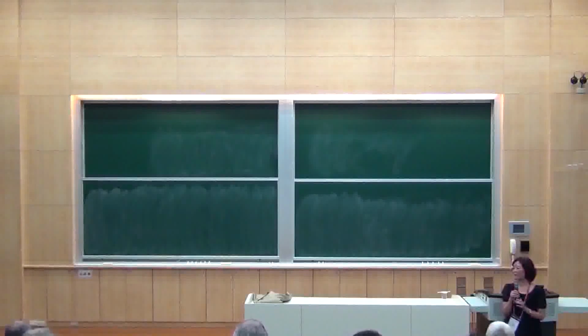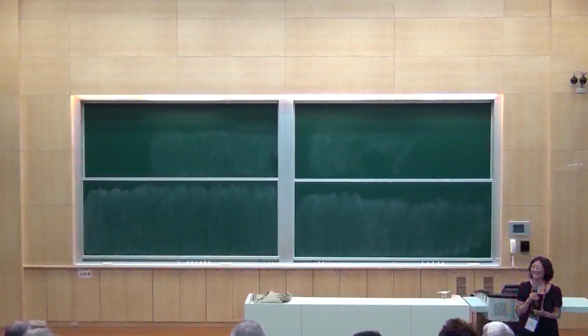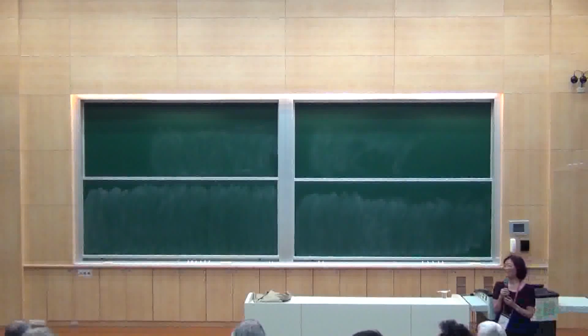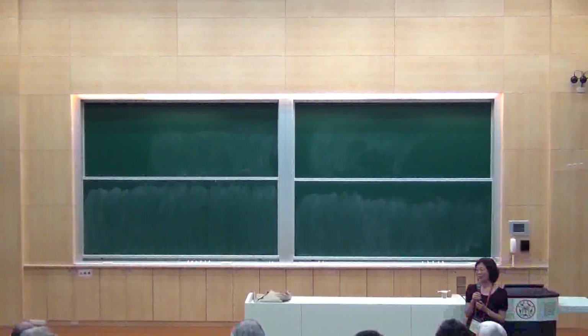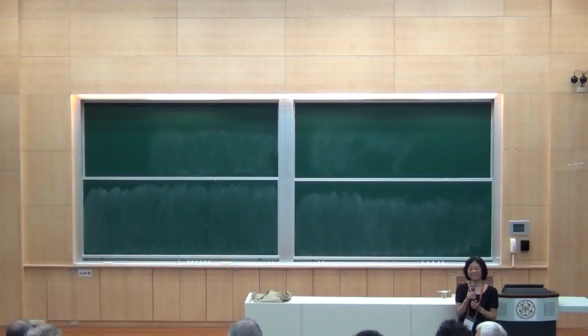So I think I kept my introduction brief. The title of this talk today is the conjecture of Birch and Swinnerton-Dyer. Let's welcome Professor Coates.